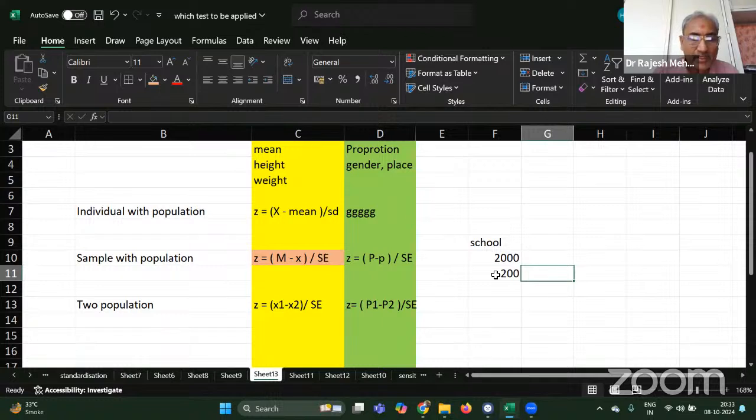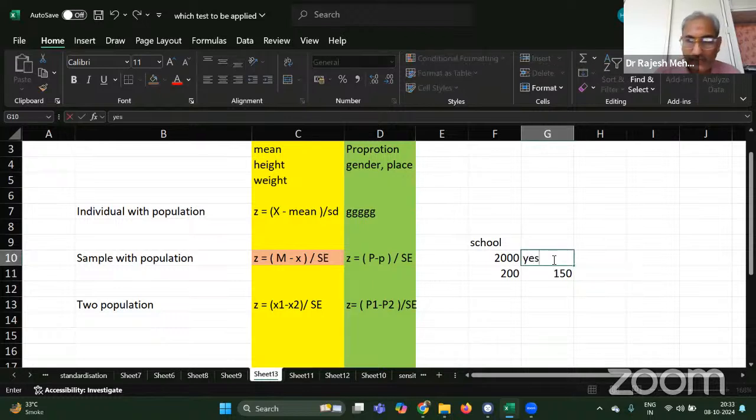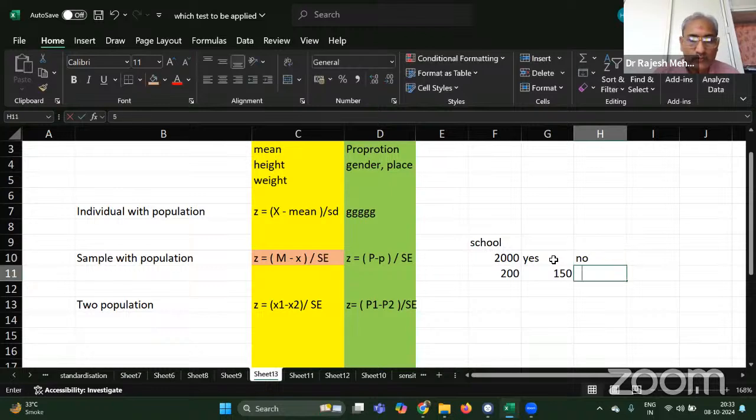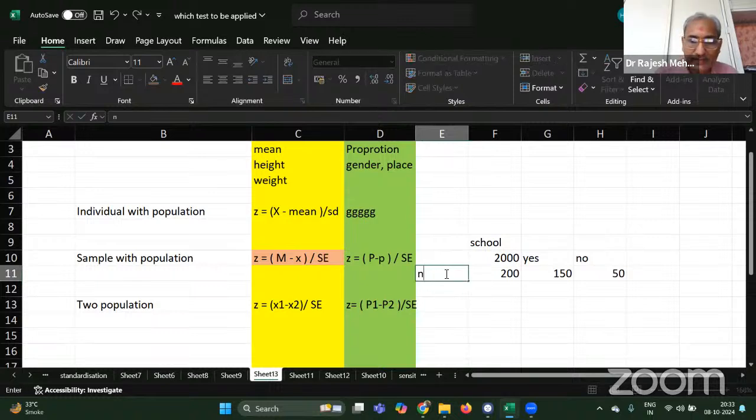150 students said that yes, we had suffered from some kind of illness. 50 students said no, and this is the sample size n.